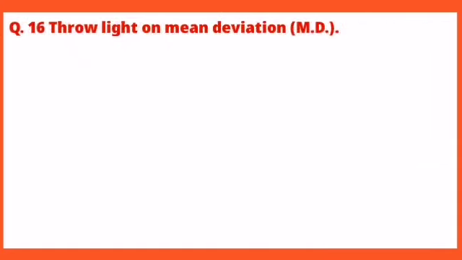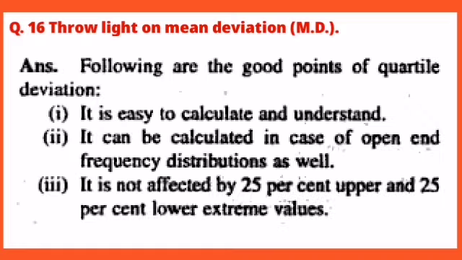Question 15. What are the good points of quartile deviation? Answer. Following are the good points of quartile deviation. 1. It is easy to calculate and understand. 2. It can be calculated in case of open-end frequency distributions as well. 3. It is not affected by 25% upper and 25% lower extreme values.